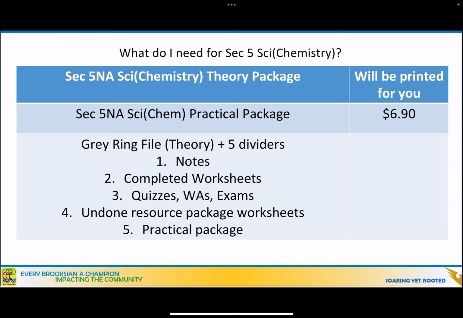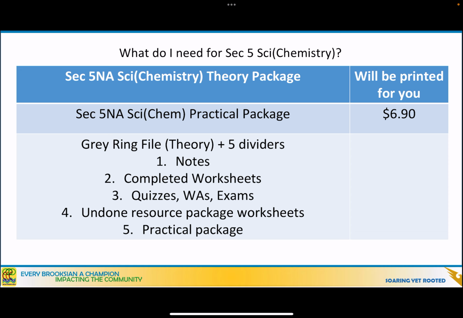Then you will also need the chemistry theory package. This one is good news for all of you. I will print for you, so you don't have to pay. Don't go and show off to other levels, because they need to pay. I presume in the end I might have about 25 of you in this class. So it's a small number, I can settle it myself. So that one I will print and give it to you. Practical, you have to go and buy.